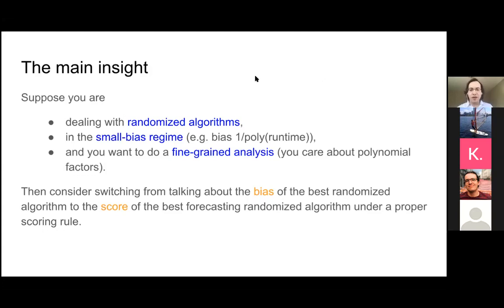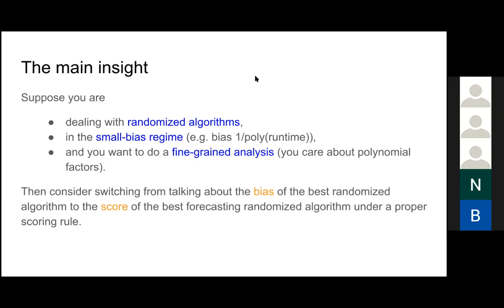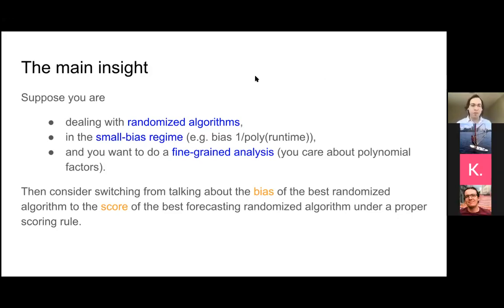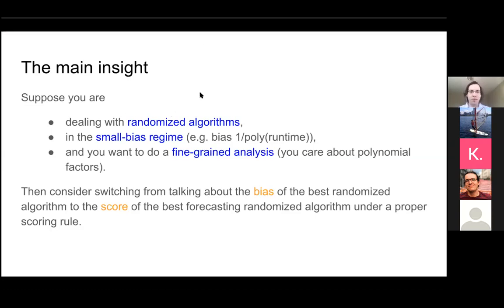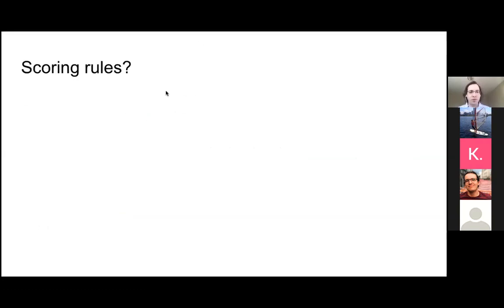This type of setting, you sometimes see it, for example, in cryptography, where people talk about small bias randomized algorithms. But of course, in cryptography, usually you don't care to do a fine-grained analysis. So here, the setting is one in which we do think about biases that are say 1 over poly n, but we want to care about that polynomial factor. Okay, so to explain this insight, let me start by talking a bit about scoring rules.